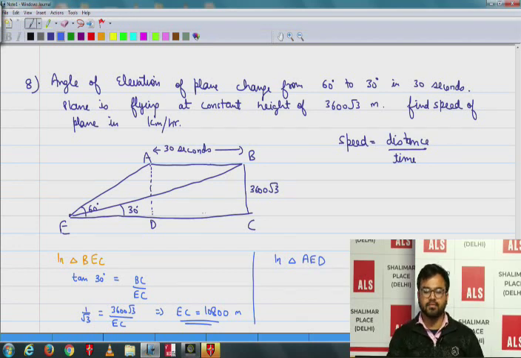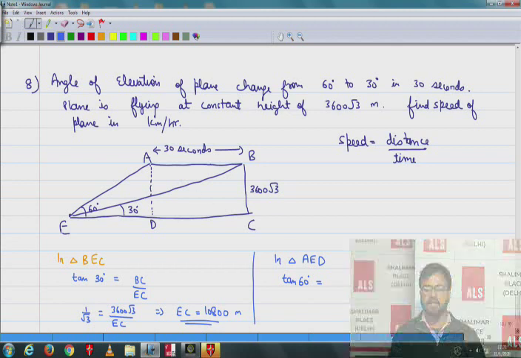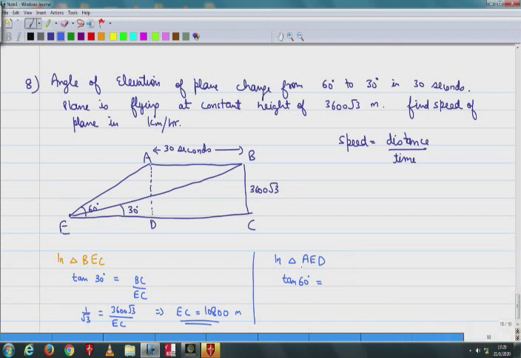Now similarly, if we check for triangle AED, in this one, tangent of 60 degrees is perpendicular upon base, again AD. So AD is again the height of the plane, which is 3600 root 3 divided by ED. So tangent of 60 is root 3. So from here you can say ED is equal to 3600 meter.